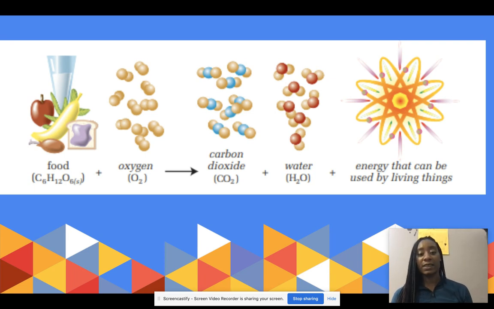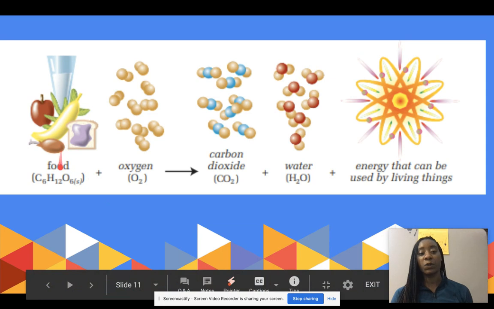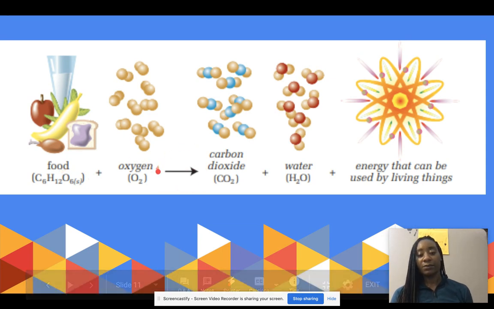So let's look at this chemical equation. We have food here, and then we have oxygen, the arrow, and then we have carbon dioxide, water, energy that can be used by living things. Take this chemical equation and copy it in your notebook.